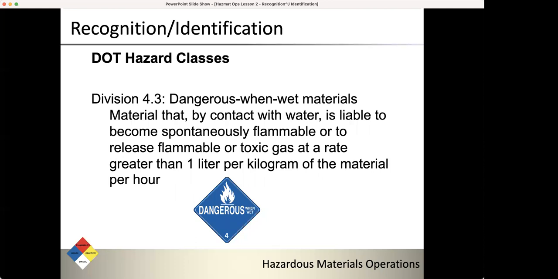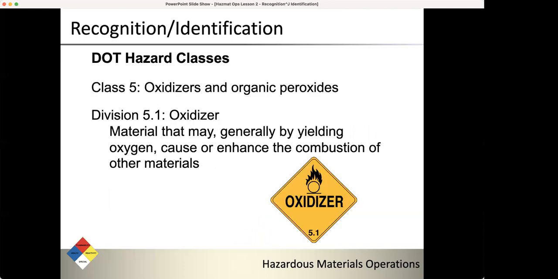Division 4.3, dangerous when wet. If you see this symbol, it's going to have a blue color. You do not want to put your hose on it, even if it's on fire, especially if it's not on fire. Out in the wild, I've only seen this once. I was driving along the interstate one time and saw this placard. It was pretty interesting, having never seen it before. It looked like a lot of material. So that was scary.